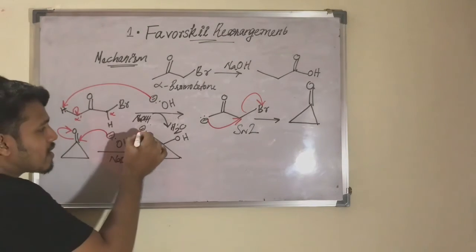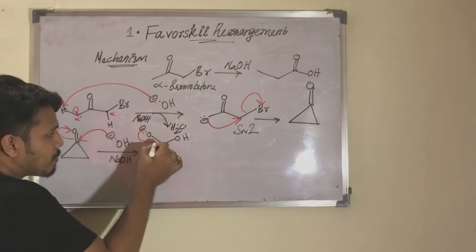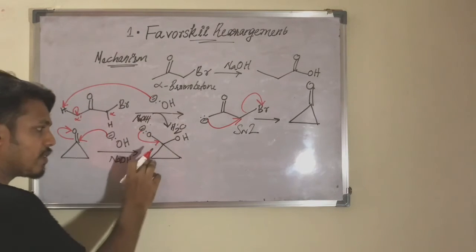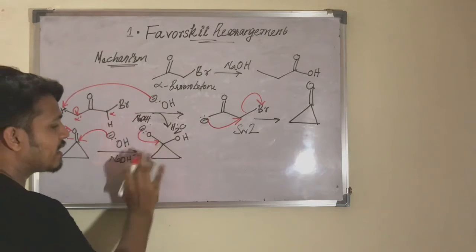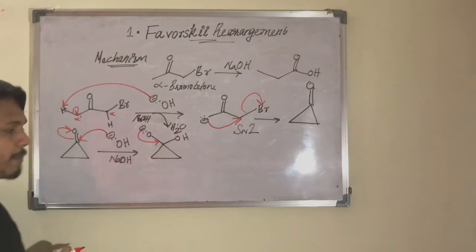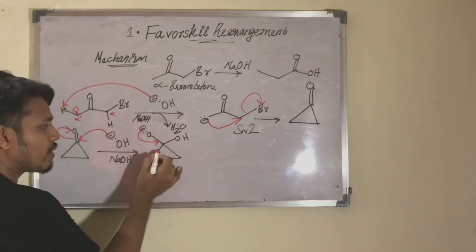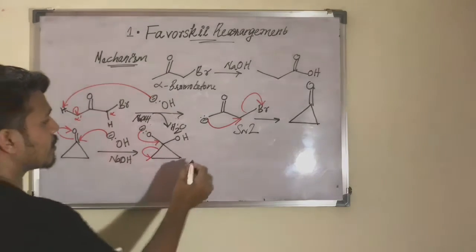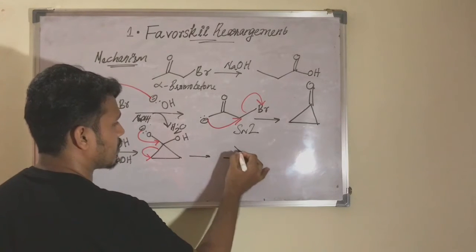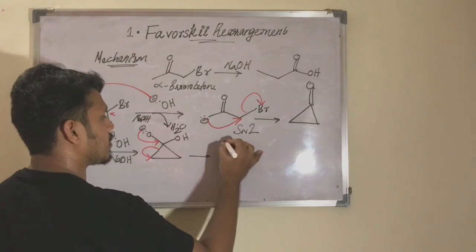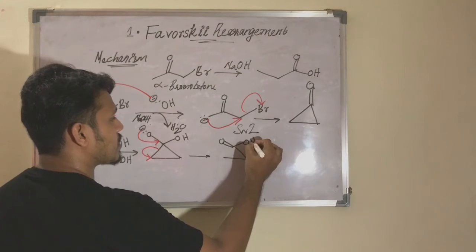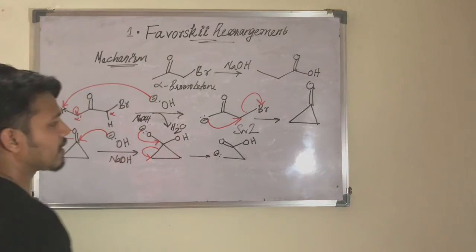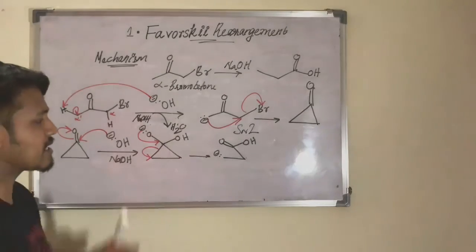What will happen? This lone pair comes back to this position. Then the valency of this carbon will exceed, so it won't happen. So one of these bonds will break. I'm taking this bond. So you will get a double bond and OH. So you will end up with this carbanion.